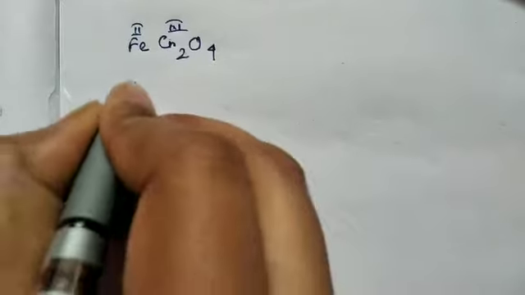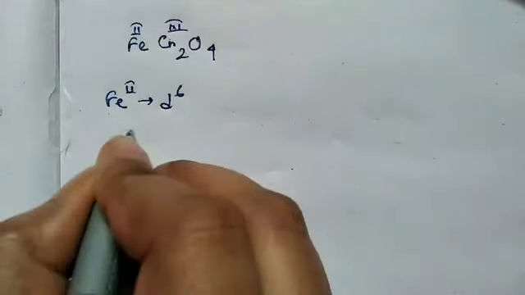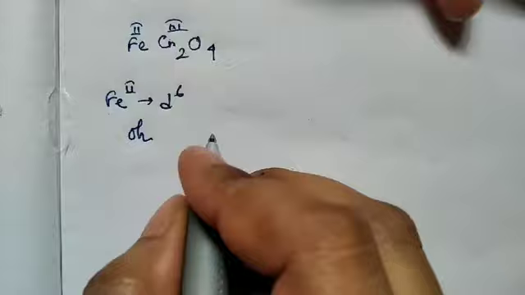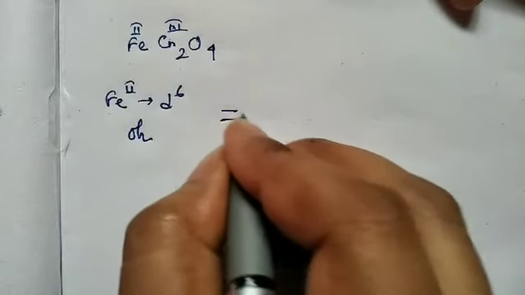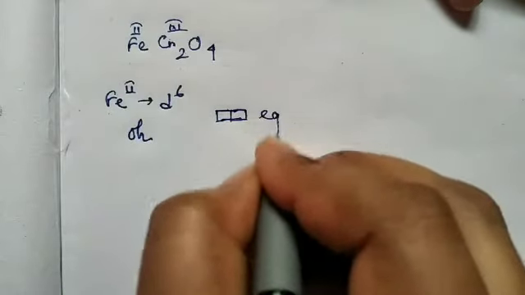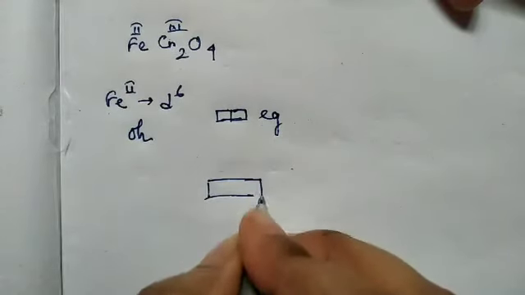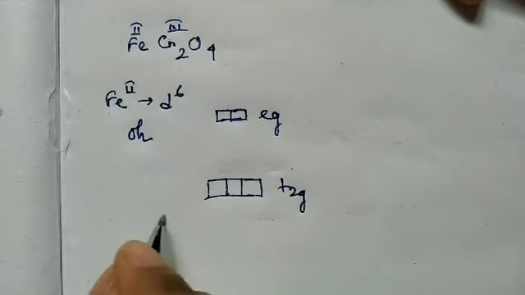Let's take the example of FeCr2O4. Here iron has a +2 oxidation state and chromium has a +3 oxidation state. So in this case, we have to find out: Fe2+ is a d6 system, and in an octahedral hole, how do the d orbitals split? The upper level is the eg level and the lower level is the t2g level for an octahedral environment.